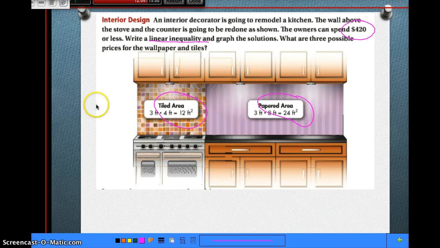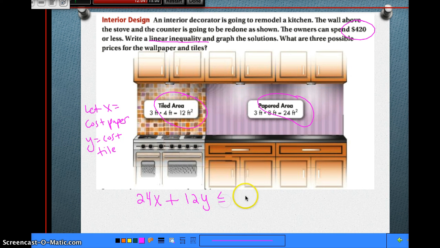So let's let x equal the cost of wallpaper, and we'll let y equal the cost of tile. So that means we're talking about paper, we have to cover 24 feet squared. That's 24 square feet, which is 24 times x dollars per square foot, plus 12 feet squared for tile, times the cost of tile, has to be less than or equal to $420.